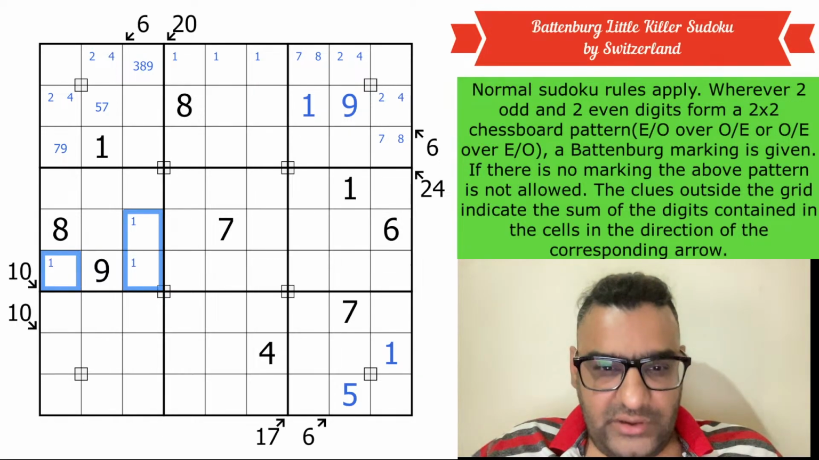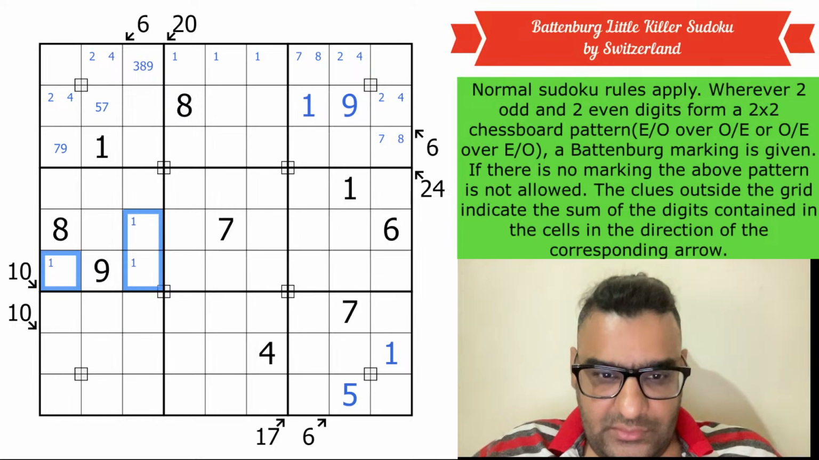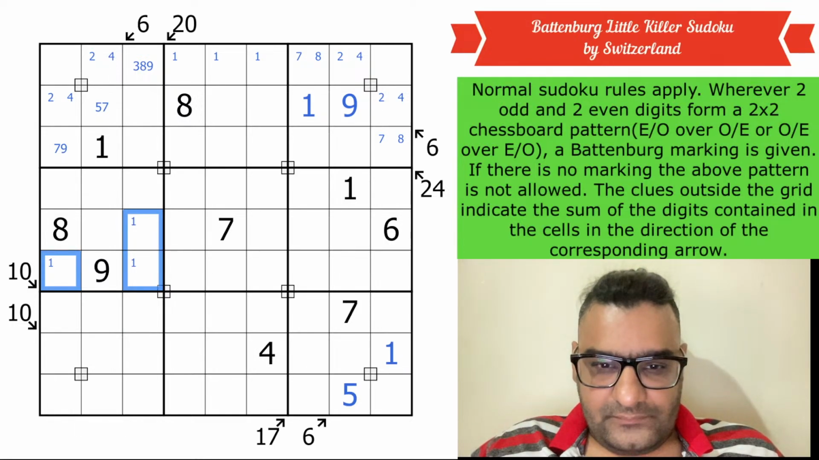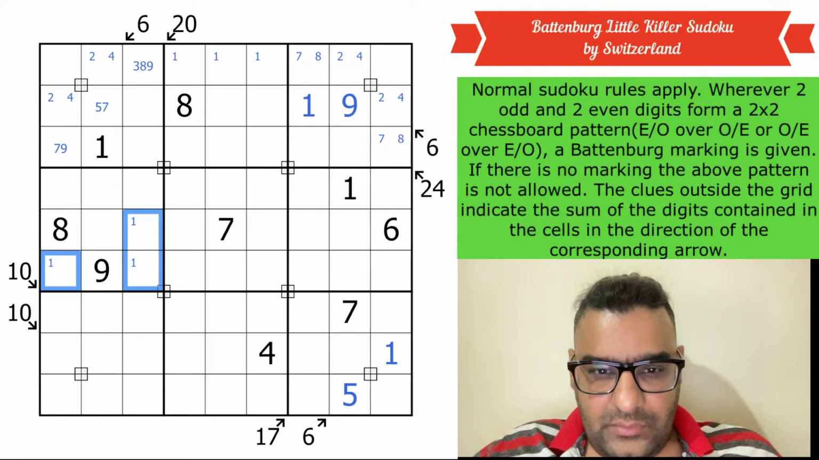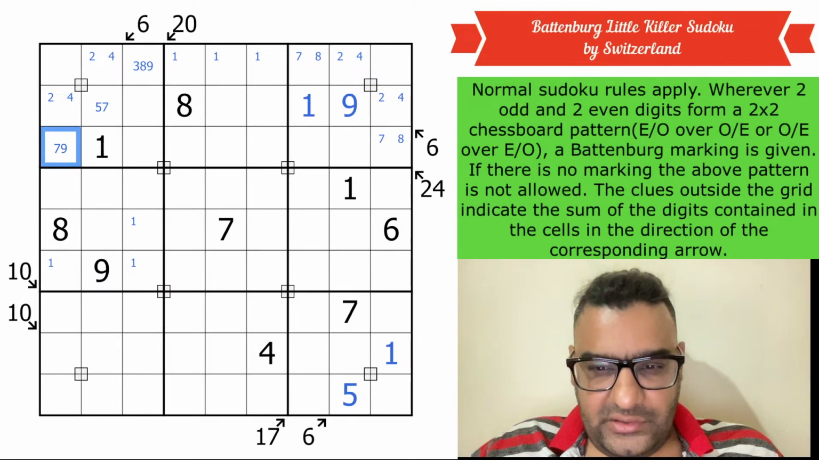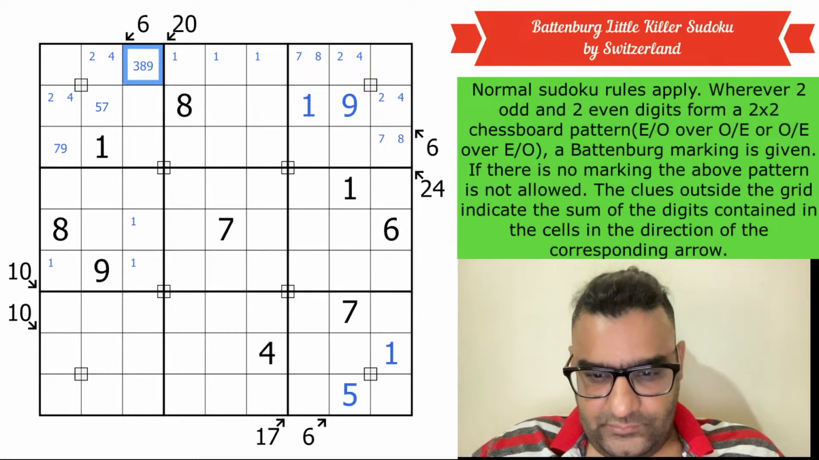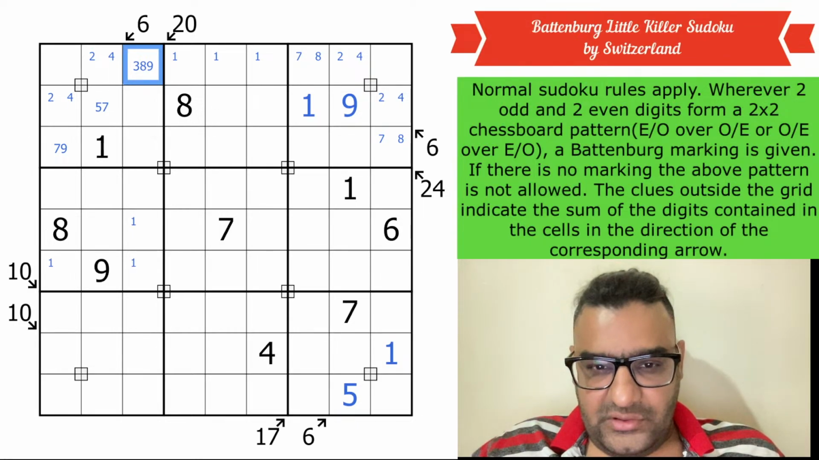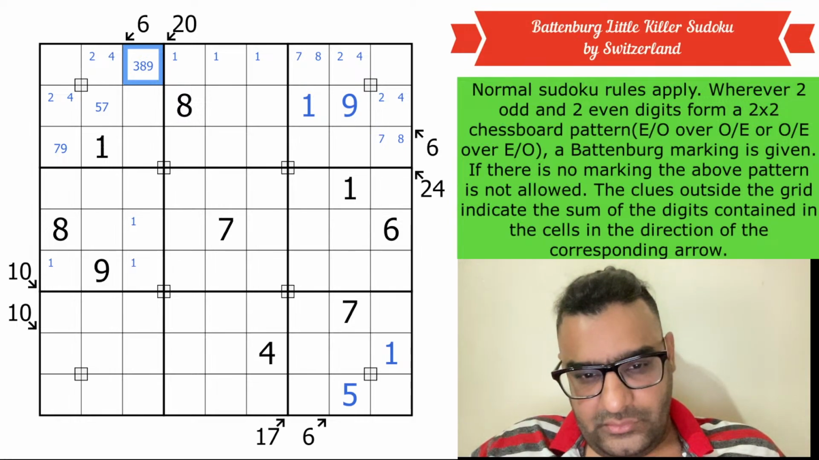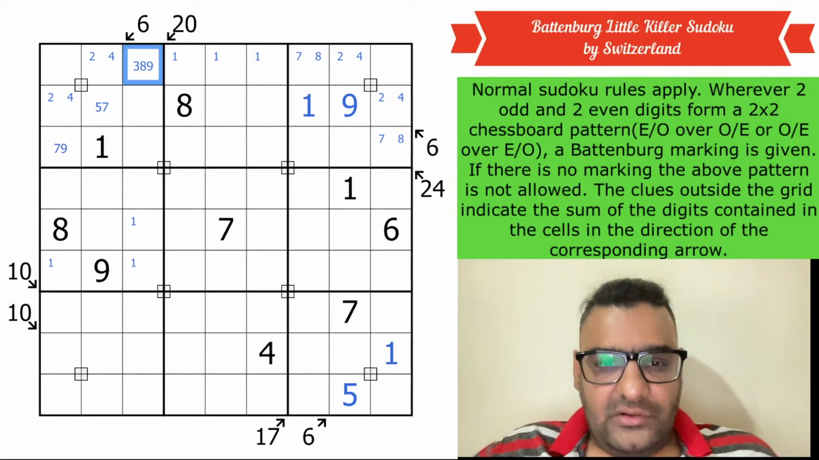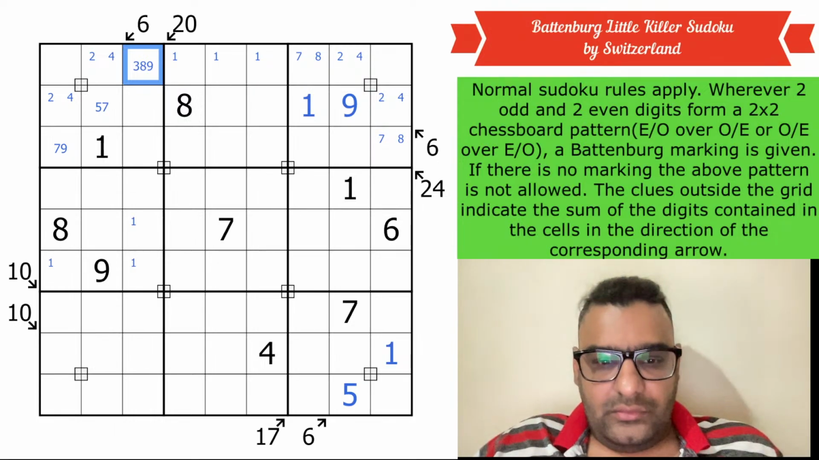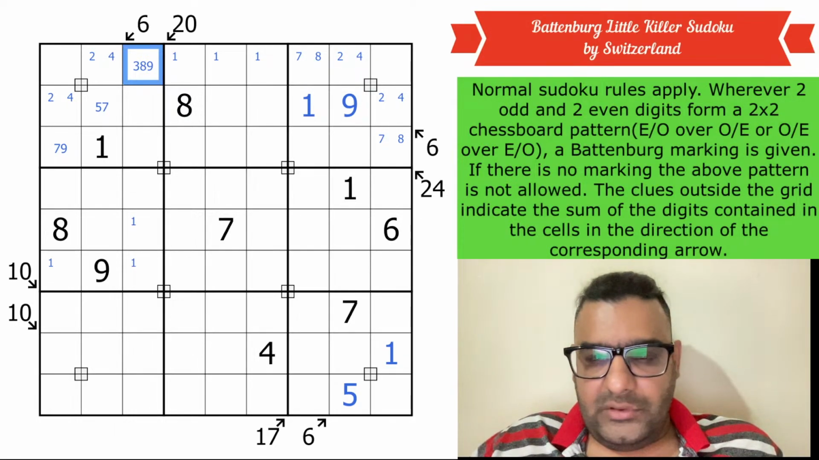Okay, can I complete this? 20. I could put a 9 here and 9 here. I can put a 9 here and 9 here too. I can put a 7 here and 5. This is not solving now. Currently not solvable.